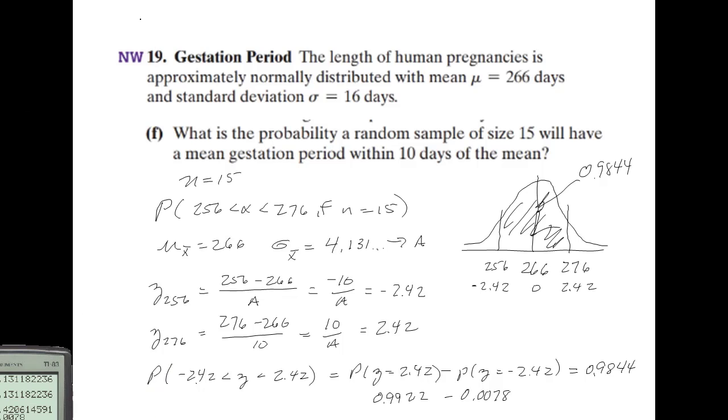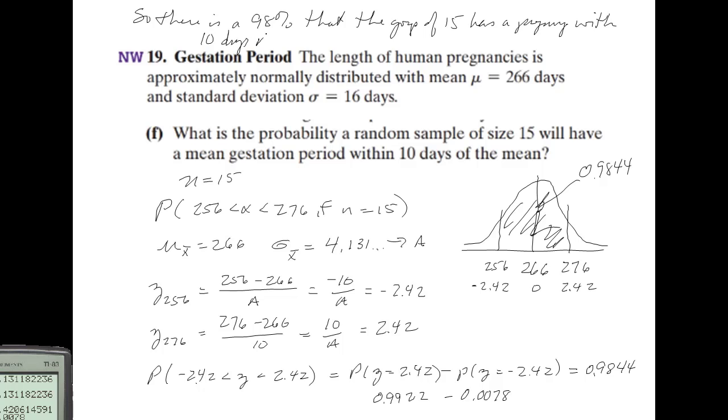So I'll put it up here. There is a 98% chance that the group of 15 has a pregnancy within 10 days of the mean. Wow, that's pretty high. Huh. 98% chance. Dang. Okay, surprised again. All right, I think that's it. All right, I'm done.